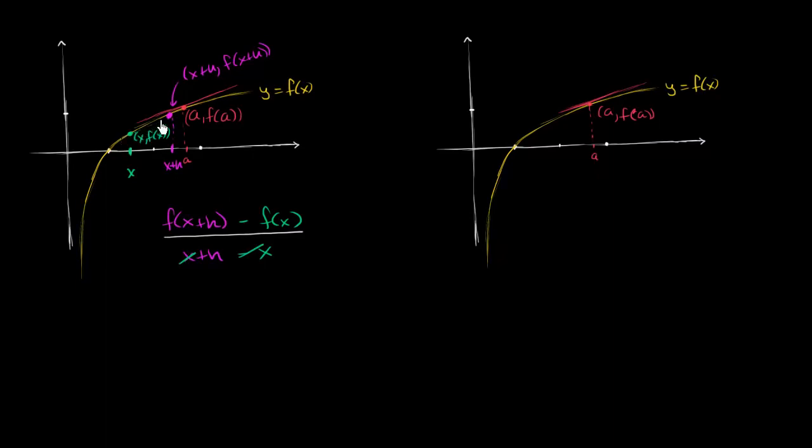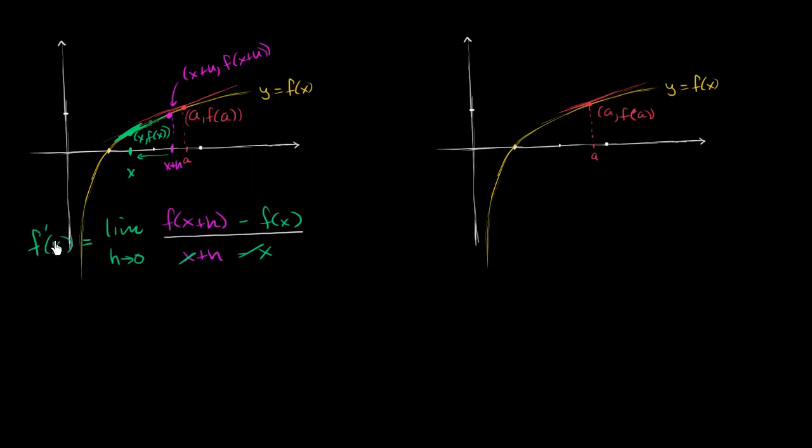And then if we want to find the slope of the tangent line at x, we would just take the limit of this expression as h approaches 0. As h approaches 0, this point moves towards x, and that slope of the secant line between these two is going to approximate the slope of the tangent line at x. And so this right over here, we would say is equal to f prime of x. This is a function of x.